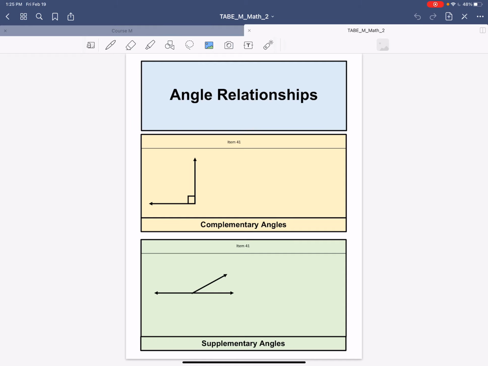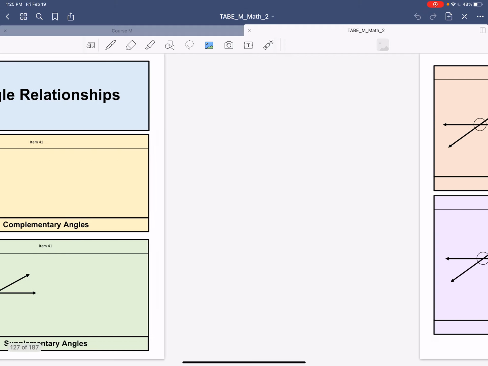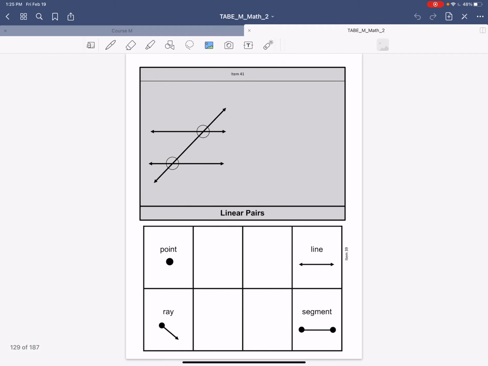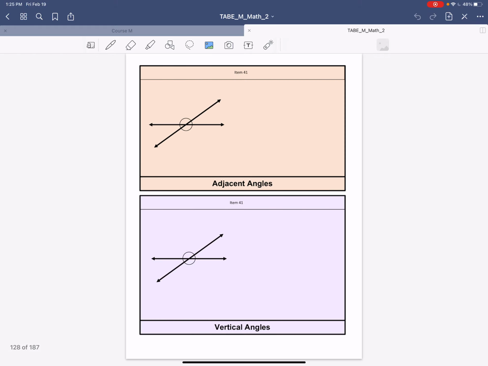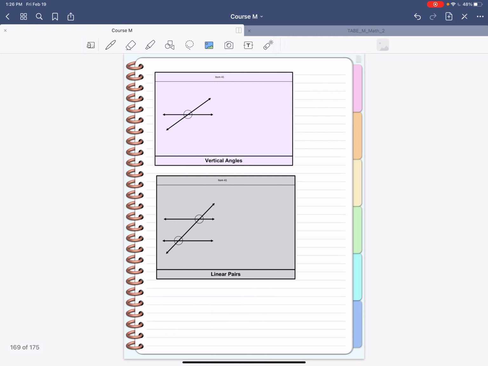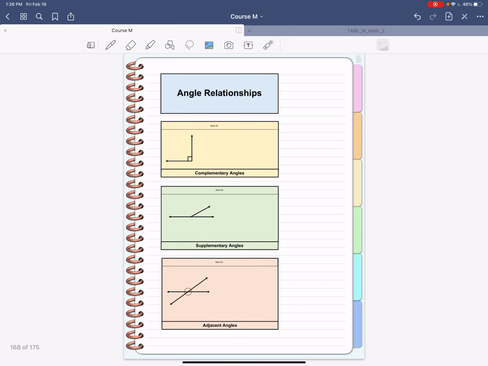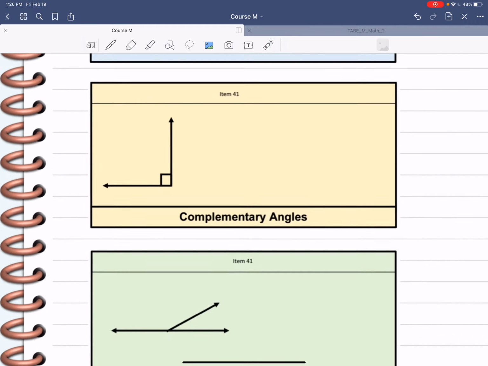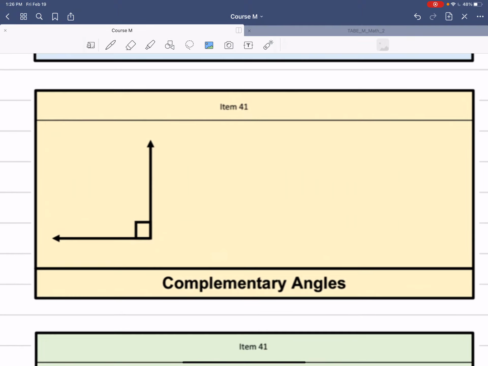Hello everybody. In this video we are going to construct this little flip file about angle relationships. You need item 41 and it has 1, 2, 3, 4, 5, 6 pieces. So if you will go ahead and get those ready, you should have 6 of these that go with item 41. The blue one is just a title, so I'm just going to leave it alone. We'll use it when we glue these together. But let's take a look at this yellow one, the one about complementary angles.